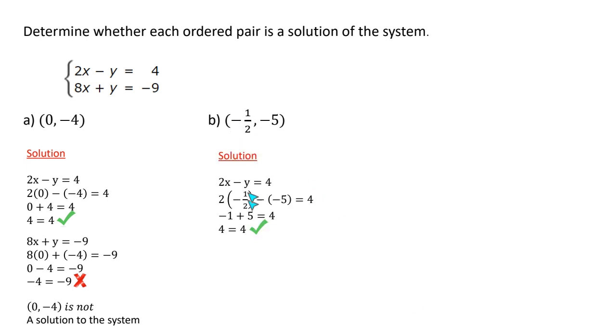So here again, if I plug in -1/2 for x and y is -5, 2 times -1/2 is -1, and negative times a negative is a +5, so we get 4 is equal to 4. And then for the second equation, it's important to check both. 8 times -1/2 is -4, and then we have -5, so -9 is equal to -9. So both equations are satisfied, and therefore our point (-1/2, -5) is a solution to the system.